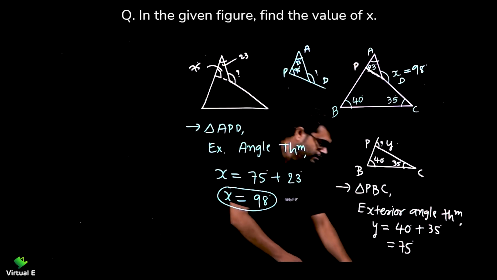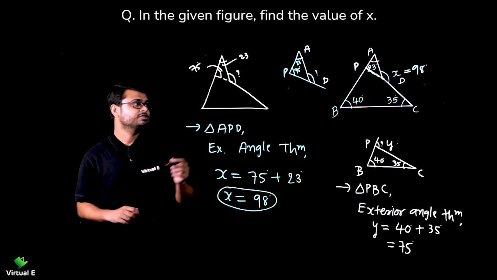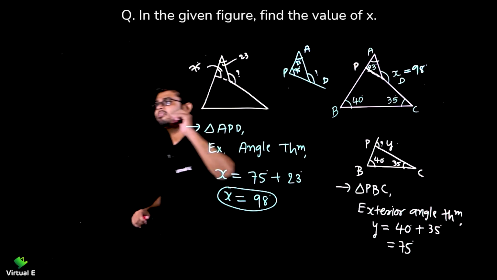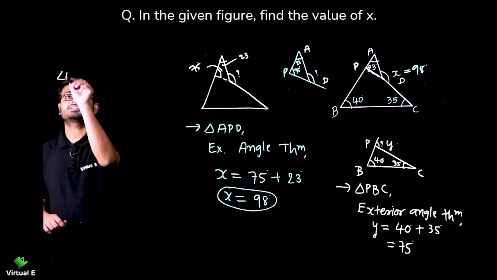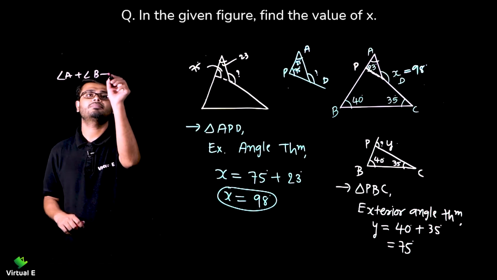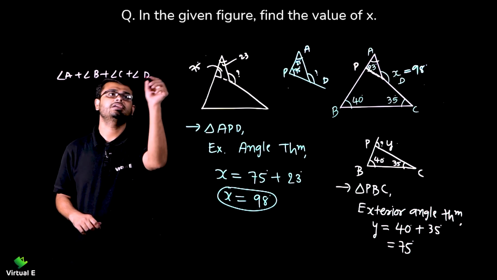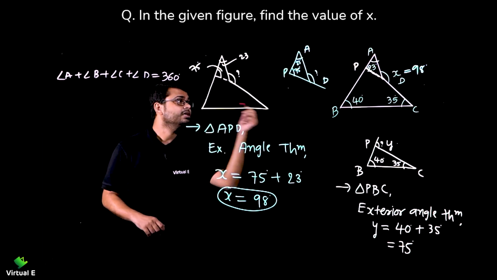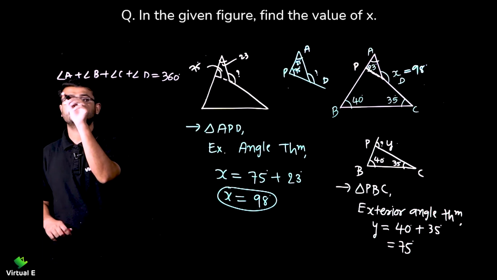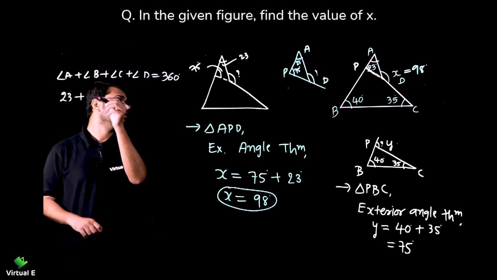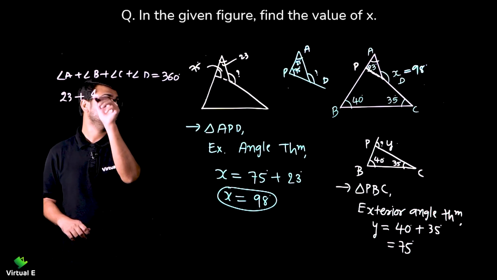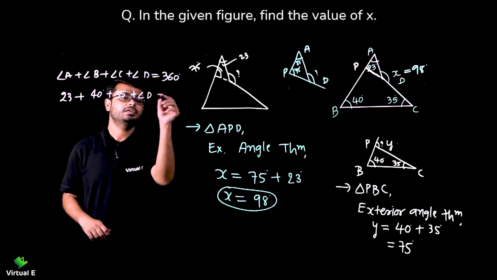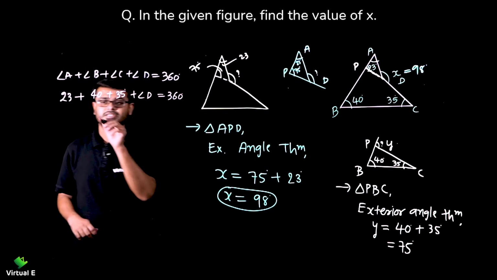Concept of quadrilateral. It's very simple. So let's take quadrilateral A, B, C, D, right? And sum of all angles, if we want to write, let's say angle A plus angle B plus angle C plus angle D is equal to 360 degree. Now we have the three angles. Angle A is 23 plus angle B is 40 degree plus 35 plus angle D is equal to 360.